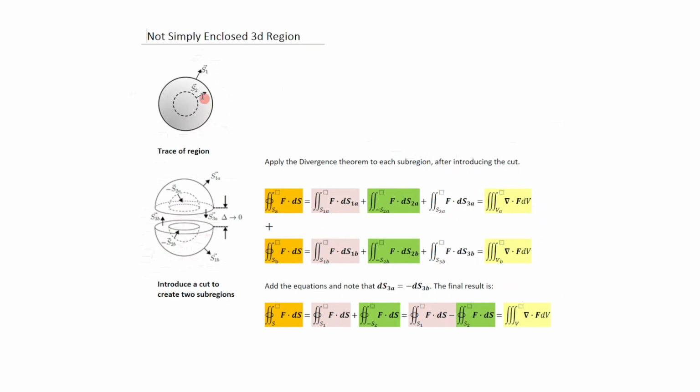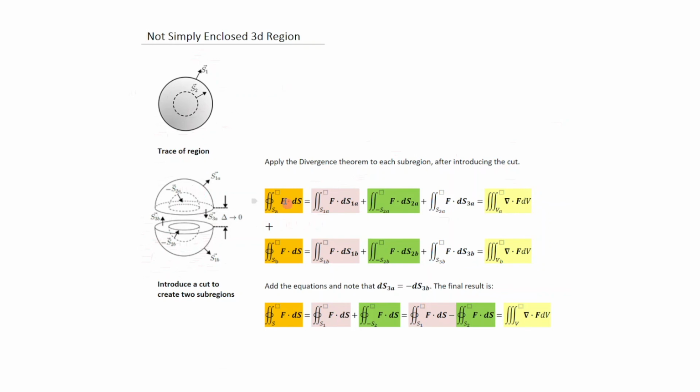So if this is taken to be outwards, then minus S2A is referring to being inwards. Here this one's pointing in this direction, which is by convention correct, and this is pointing in this direction, which by convention is correct. So as far as convention is concerned, the arrows I've shown here are correct for applying the divergence theorem for the upper hemisphere, hollowed out, and also for the hollowed out lower hemisphere. All right, so we apply the divergence theorem to each sub-region after introducing the cut.